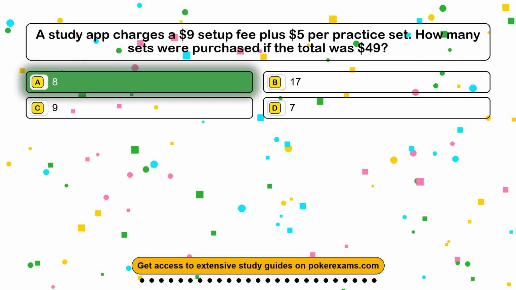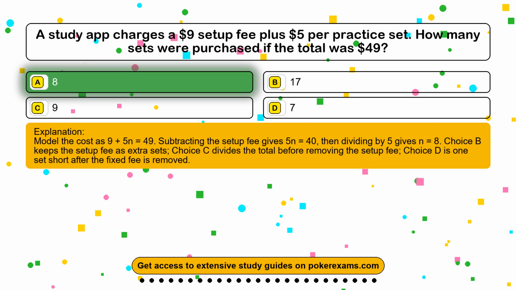The correct answer is option A, 8. Model the cost as 9 plus 5n equals 49. Subtracting the setup fee gives 5n equals 40, then dividing by 5 gives n equals 8.